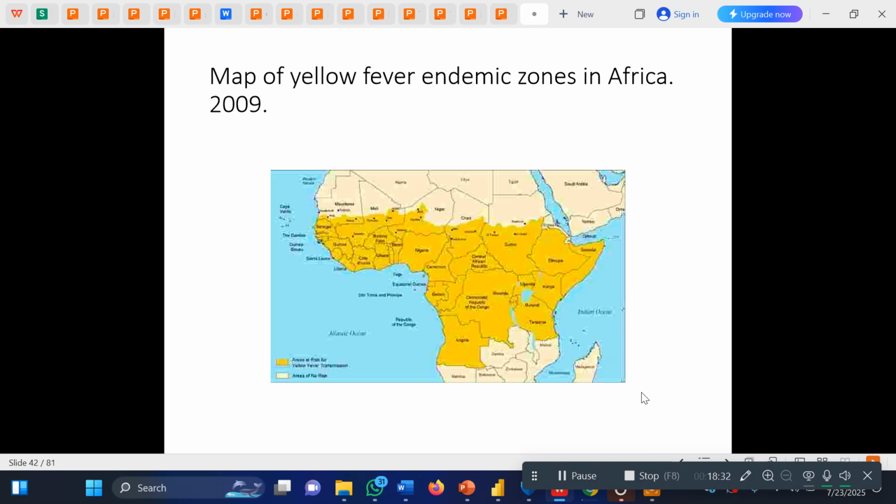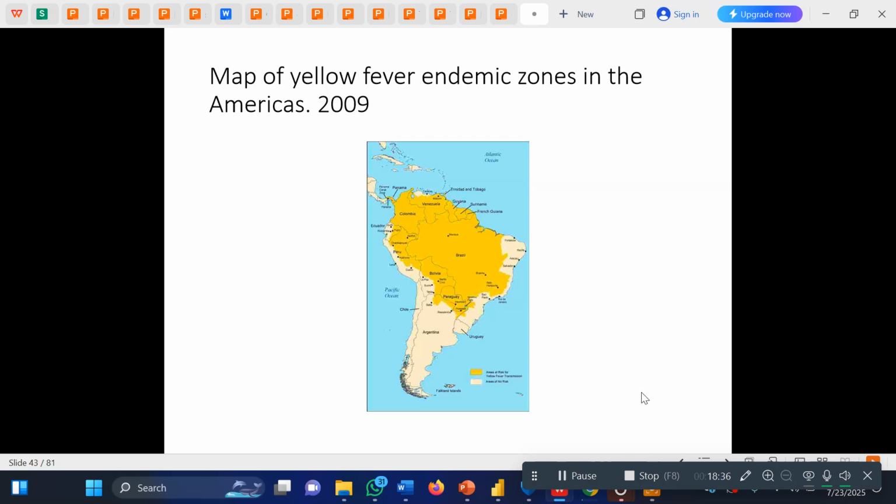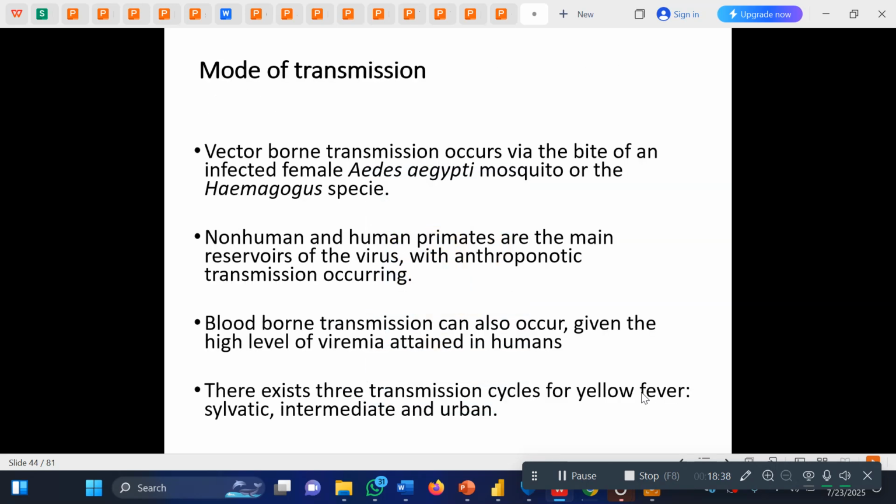Map showing yellow fever epidemic zones in Africa as of 2009. The mode of transmission is via the bite of an infected female Aedes aegypti mosquito or the Hemorrhagic species. Non-human and human primates are the main reservoirs of the virus, with anthroponotic transmission occurring. Bloodborne transmission can also occur given the high level of viremia attained in humans.